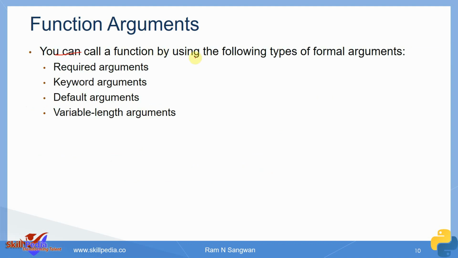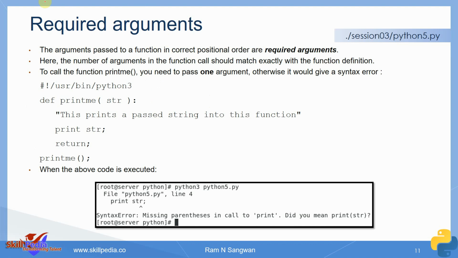You can call a function by using the following types of formal argument: required arguments, keyword arguments, default arguments, and variable length arguments. Means different ways of passing values to functions: required, keyword, default, variable length. One by one. Required arguments.